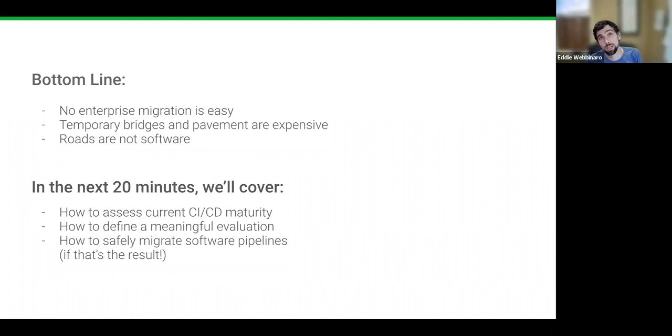That's what I want to cover in the next 20 or 30 minutes with you all, is really dive into how do we understand if I have an opportunity in my software delivery space at all. If I think I have an opportunity there, how would I go about defining a meaningful evaluation to understand if I can actually move my organization forward and address some of these challenges? And if I decide that's what I want to do, how do I do it safely, right, without trying to repair the engine in midair?